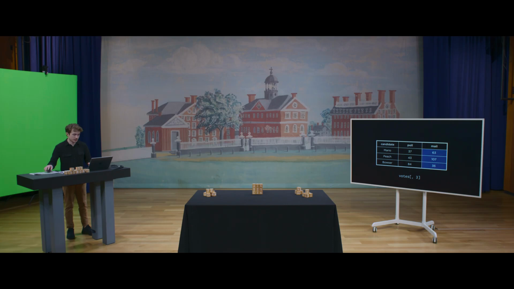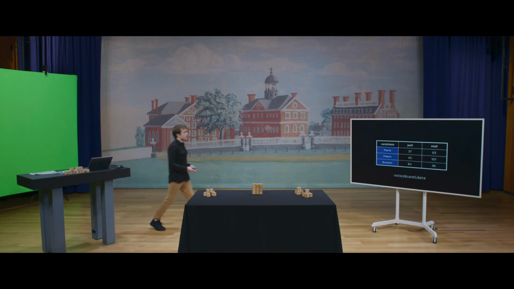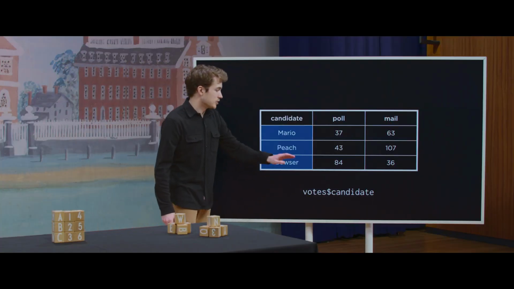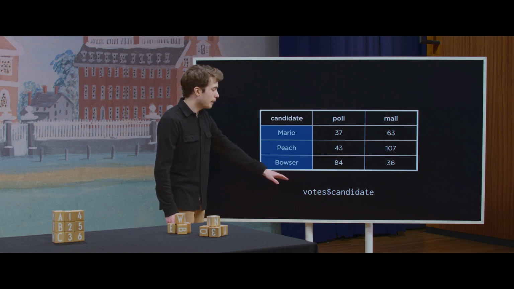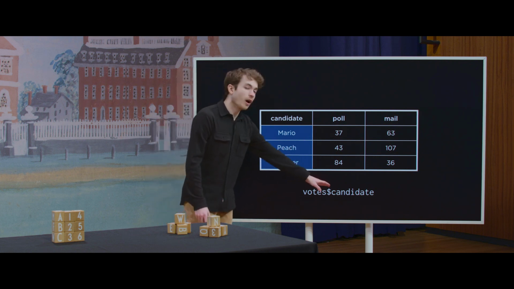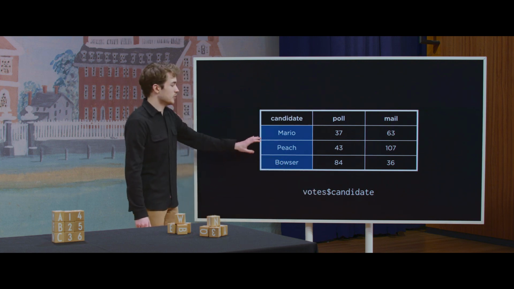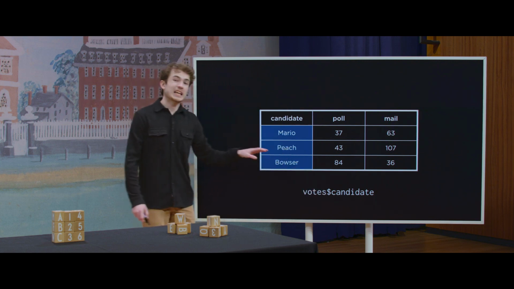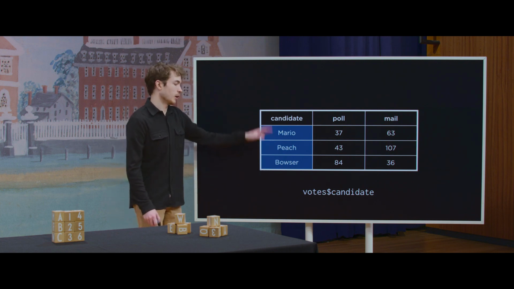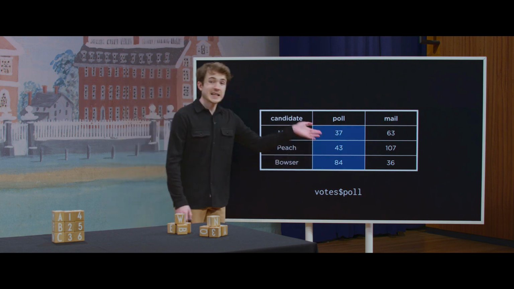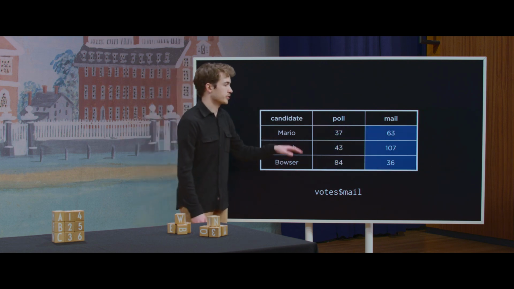Now the syntax for this looks a bit as follows. I would use the data frame's name, votes, followed by a $ sign. And then I would actually type the name of the column I want to access. And I would then get access to that particular column. So votes$candidate gives me access to this column of candidates. Same thing with poll, votes$poll, and same thing with mail, votes$mail.